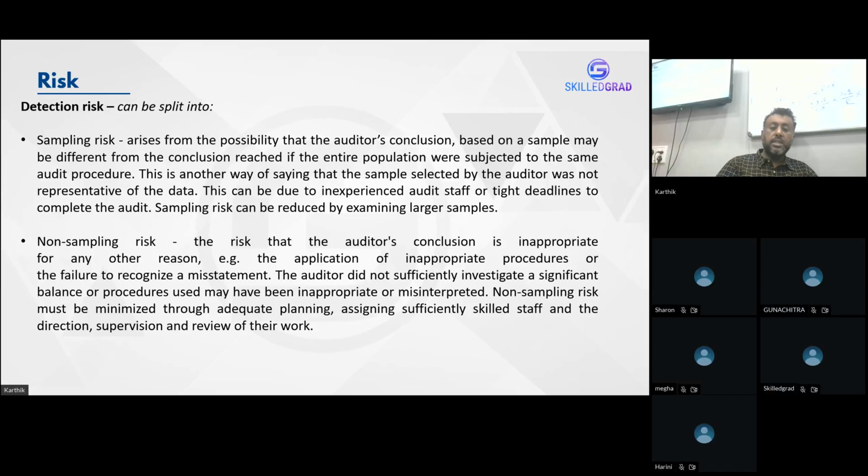Good. Non-sampling risk. It is not because of the sample that a mistake came or your conclusion was different, but because of another problem. You have identified the correct sample, or whatever you have done, but the procedures you performed were wrong, and failed to recognize the misstatement in those samples.